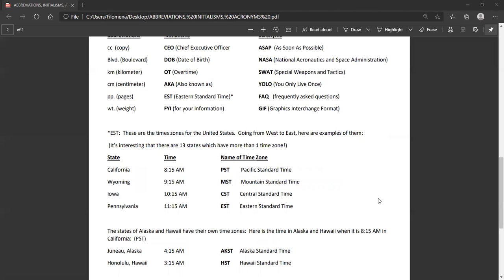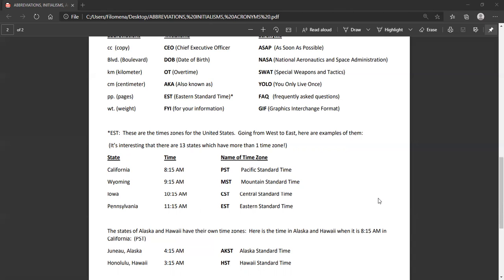So in California, if it is 8:15 a.m., that's Pacific Standard Time, PST. In Wyoming, it is 9:15, that's Mountain Standard Time, MST. In Iowa, it is 10:15, they're 2 hours ahead, so that's Central Standard Time, CST. And in Pennsylvania, the East Coast is 3 hours difference from the West Coast, 3 hours ahead. So in Pennsylvania, it is Eastern Standard Time, EST, and it's 11:15 a.m. when it's 8:15 in California.